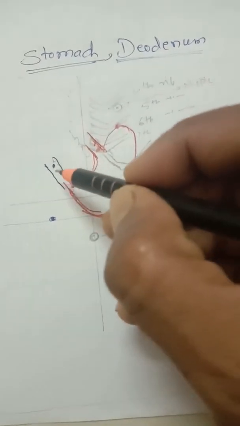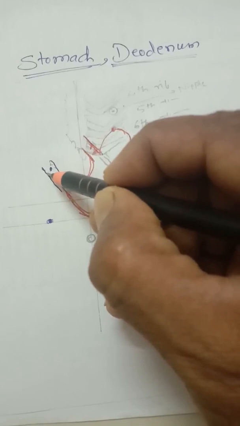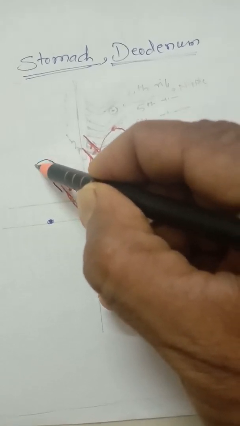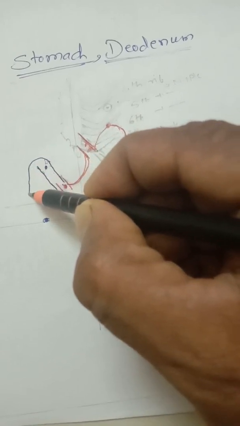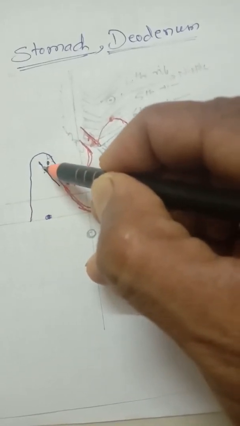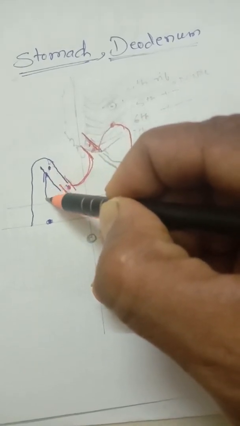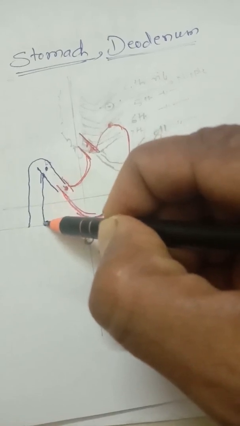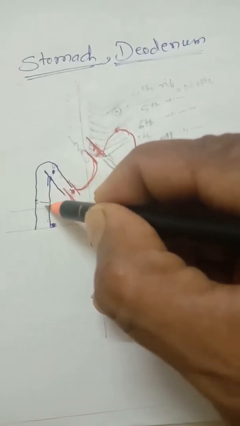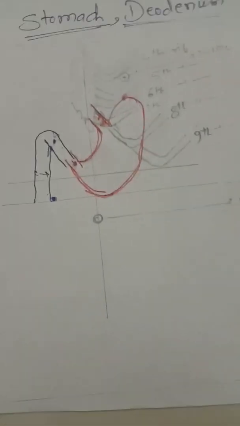Then draw two parallel lines which are 2.5 centimeter apart from each other. It should be done on the inferior side in this way, and it should be 7.5 centimeter in length, and the distance between the two lines is about 2.5 centimeter.